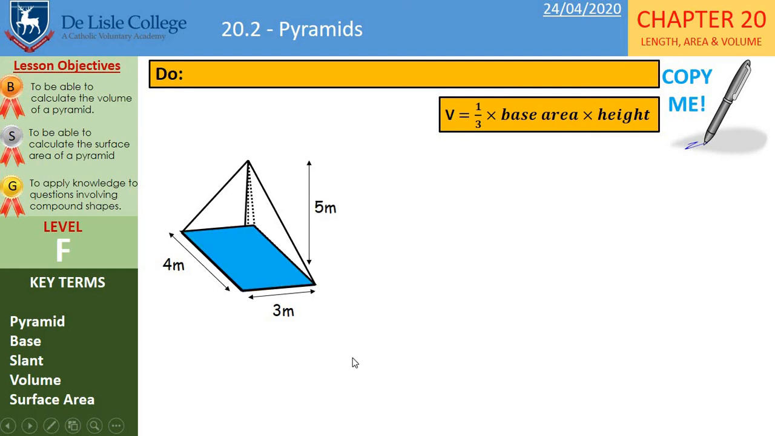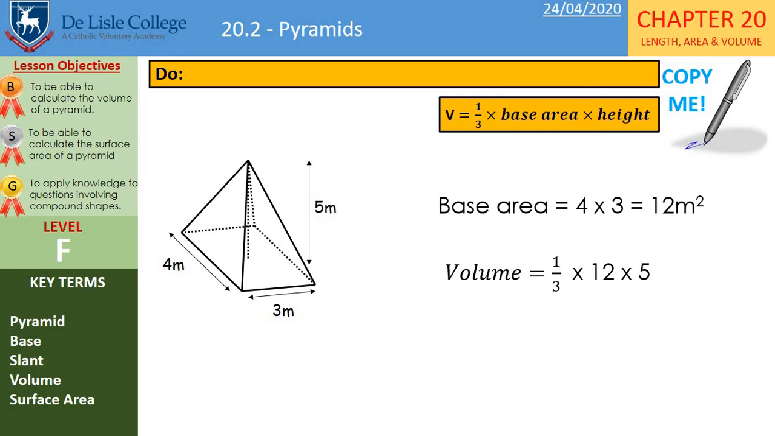important. So first things first, let's find the base area, which is 4 times 3, and that gets us 12 metres squared this time. Just notice that the units have changed. Right, next thing, we're going to substitute in our values, so a third times 12, which is our base area, and times 5, which is our height. On our calculator it's nice and easy, we get 20 metres cubed. If it's non-calculator, well, you can do a third times 12, because a third of 12 is 4, and 4 times 5 is 20 metres cubed. Please pause the video and copy this example down in your exercise book.